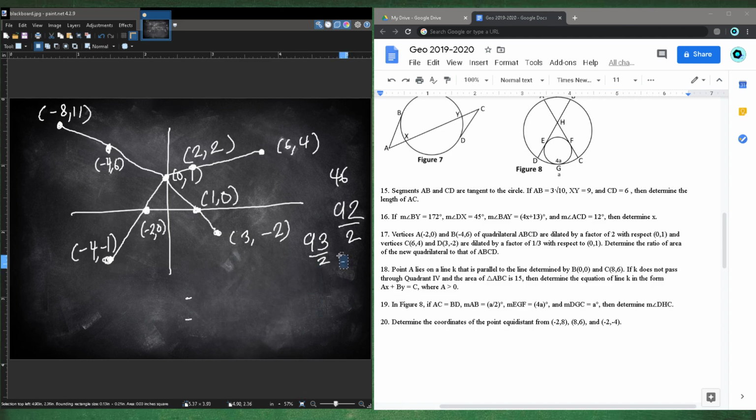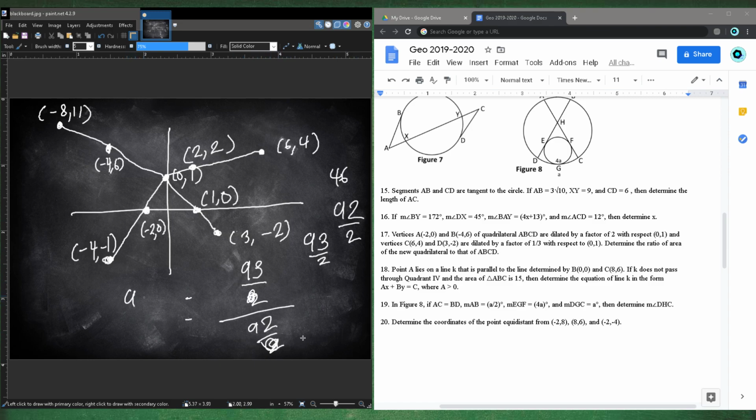So the ratio of the new area to the old area is just going to be 93 divided by 2 over 92 divided by 2, which you could just cancel out the 2's because dividing by a fraction is multiplying by the reciprocal, so it just cancels those out. So it just simplifies to 93 over 92. That was a lot of work, and that is your answer for number 17.